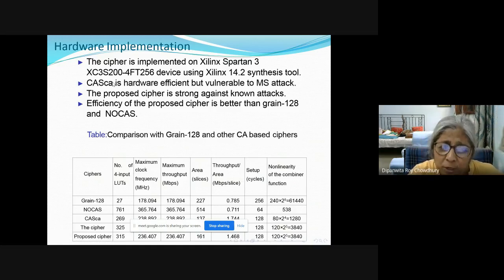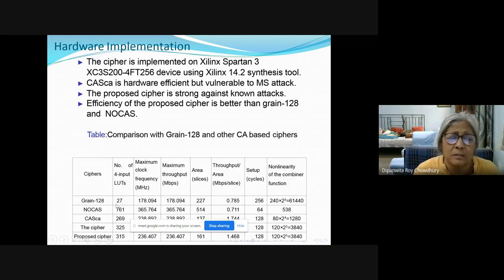There we have shown only how it prevents fault attacks; that is a later version. Casca is hardware efficient but vulnerable to the MS attack, because it had a single injection point. So the proposed cipher is strong against known attacks. The efficiency of the proposed cipher is better than Grain 128 and No Cache. No Cache is another Cellular Automata based stream cipher. So let us quickly see the comparison.